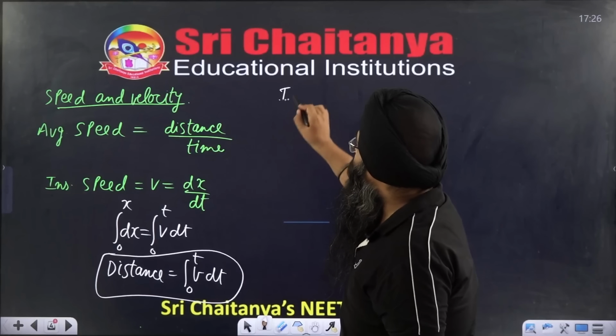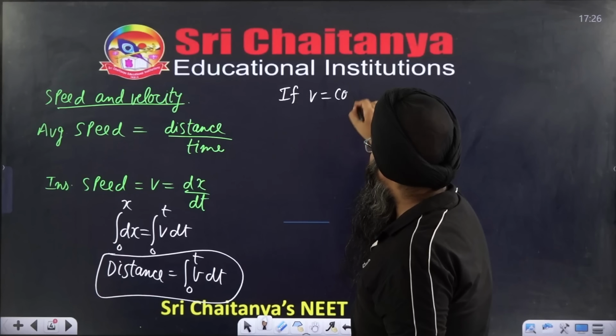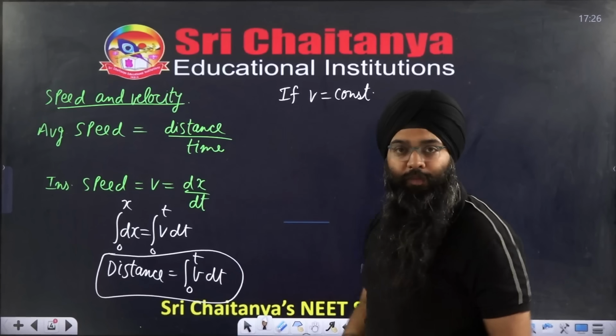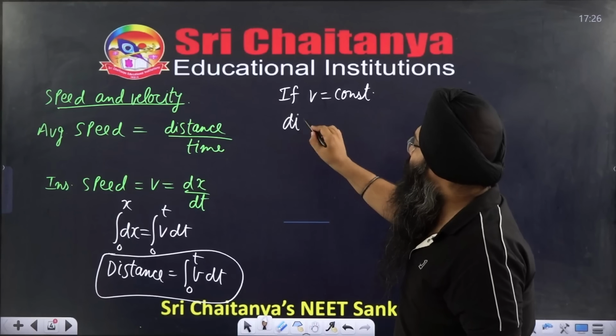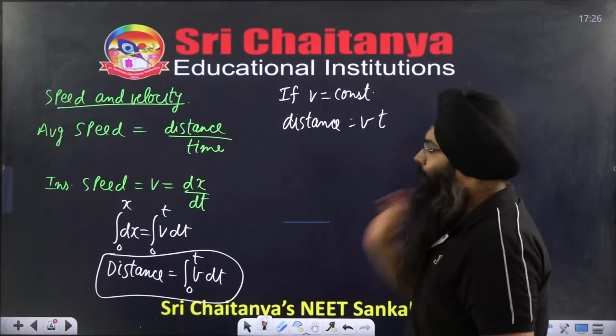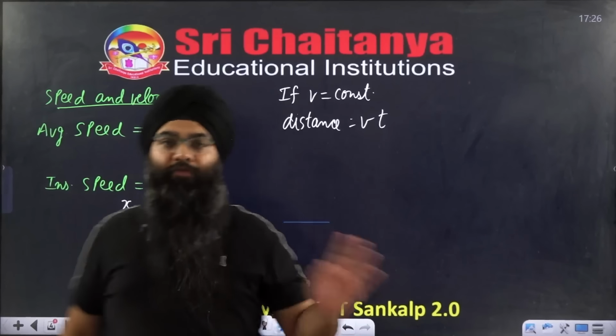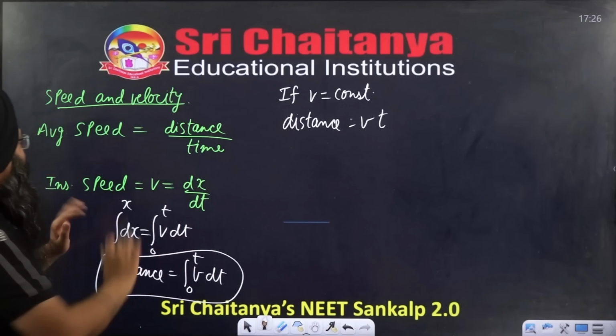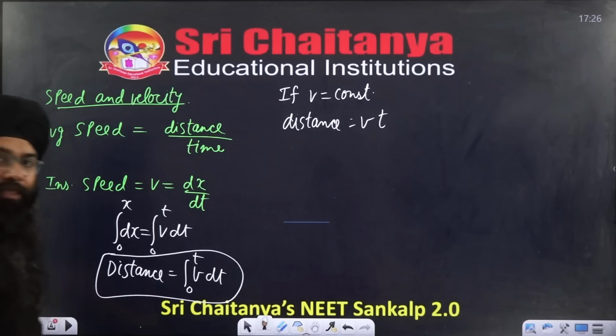If speed is constant, if v is equal to constant, that is, the particle is moving with uniform speed, then you can directly calculate distance. The distance will be directly equal to speed multiplied by time. So this is basically the concept of average speed and instantaneous speed.